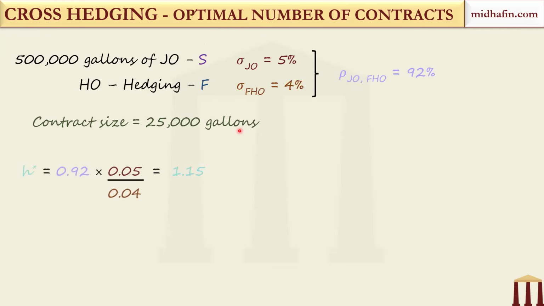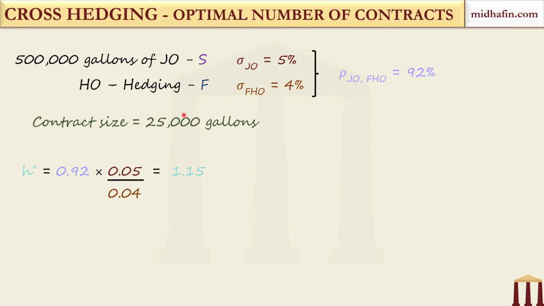So can you tell me what is QA? What is the size of the position being hedged in units? How many units need to be hedged of jet oil? Can you just give me the exact number, please? Yes, 500,000. 500,000 gallons of jet oil is being hedged.